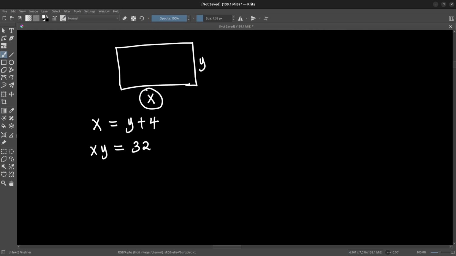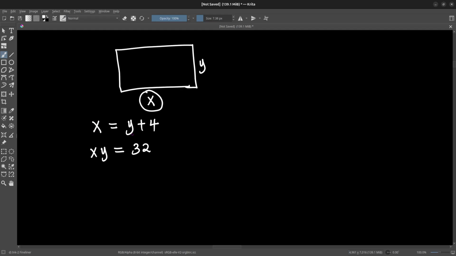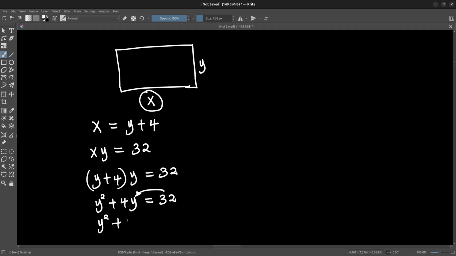So let's solve this. Since we already have x in terms of y, we are just going to replace the x in this second equation. So this becomes y plus 4 times y is equal to 32. Expanding this gives us y squared plus 4y is equal to 32. And let's take this 32 and bring it to the left side. So this becomes y squared plus 4y minus 32 is equal to 0.